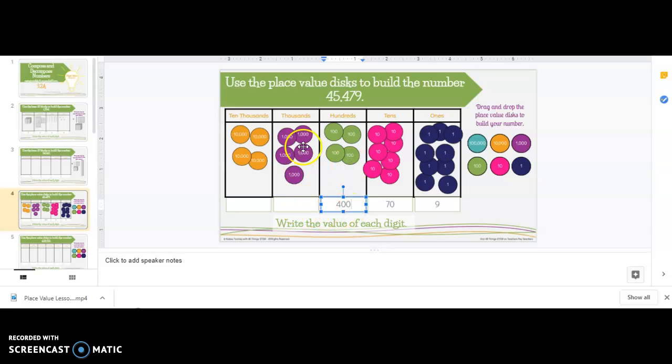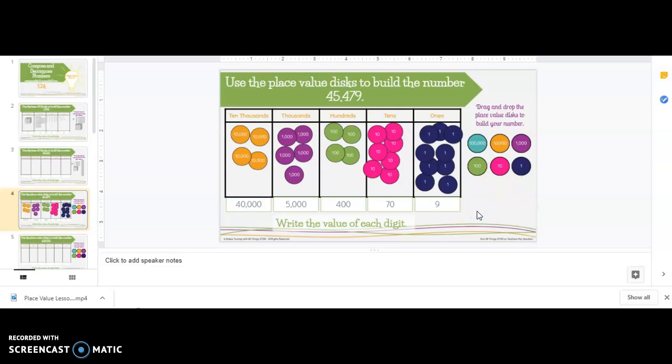Okay, and our value of our thousands? 1,000, 2,000, 3,000, 4,000, 5,000. And then our value of our 10,000s. 10,000, 20,000, 30,000, 40,000.